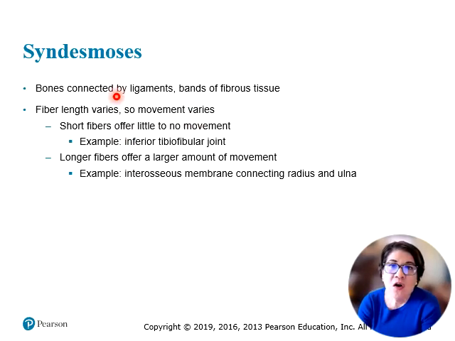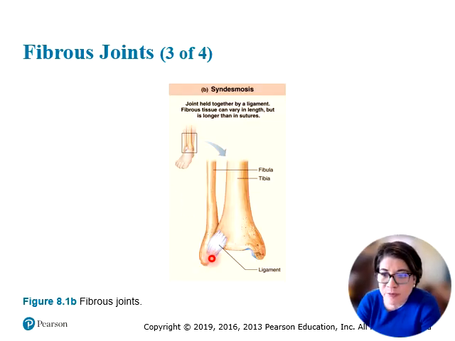Syndesmoses are connected by ligaments. So ligaments are structures that are made out of cartilage, and they have low blood flow, so they're really hard to heal. You can have short fibers, or you can have longer fibers. The short ones don't provide very much movement, and the longer ones do. So here's a ligament connecting bone to bone, and they just kind of help support and keep those bones together, but they can be longer or shorter depending on what they need.